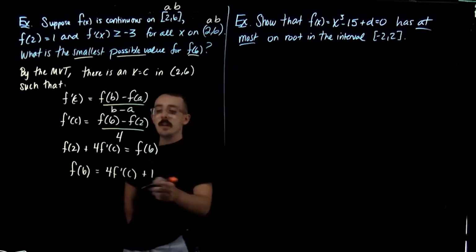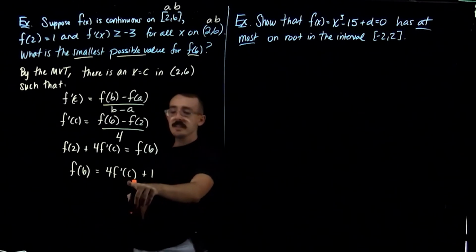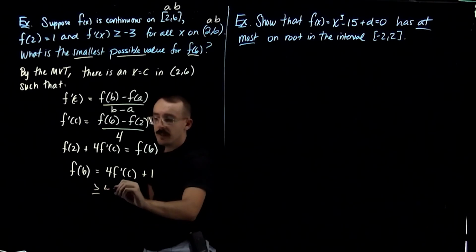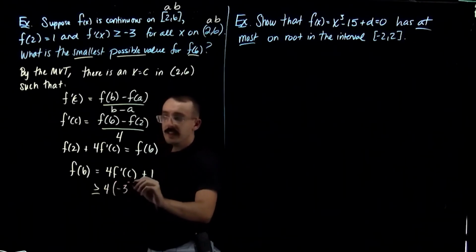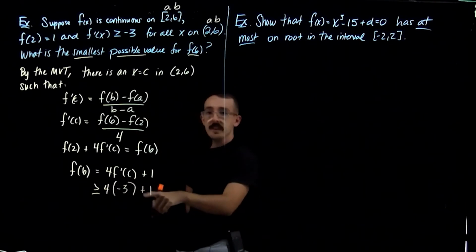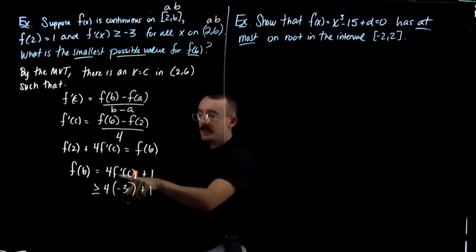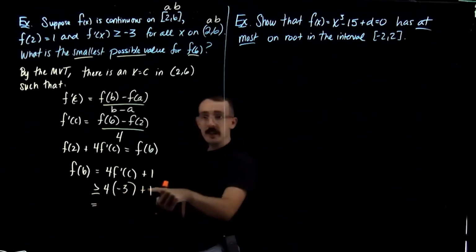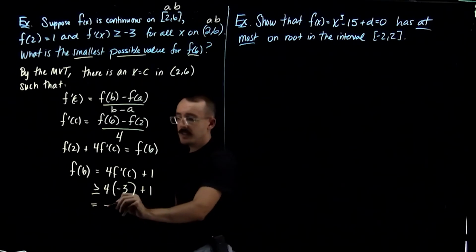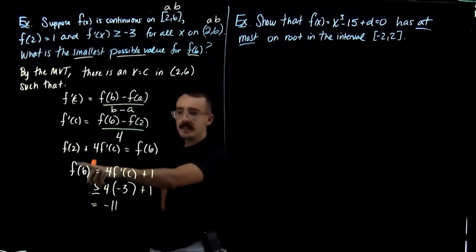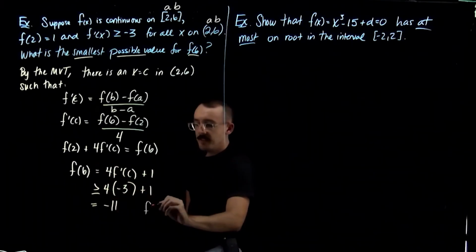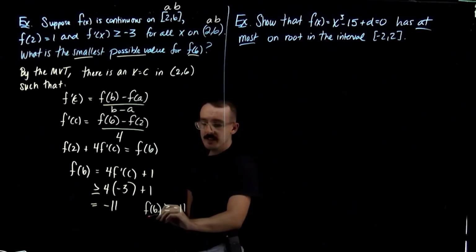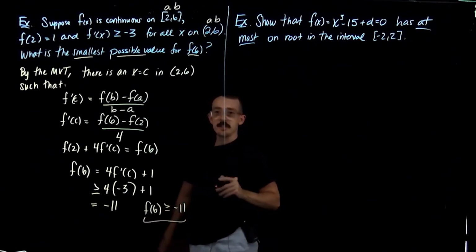Now we know that f prime of c is going to be at least negative 3. So I can write this inequality and say that this is at least negative 3, if not larger. So f prime of c is at least negative 3. I'm going to keep that the same. Then this quantity is equal to negative 12 plus 1, which is negative 11. So if I put this all together, this says that f of 6 is at least negative 11. So that's the smallest that f of 6 could be.